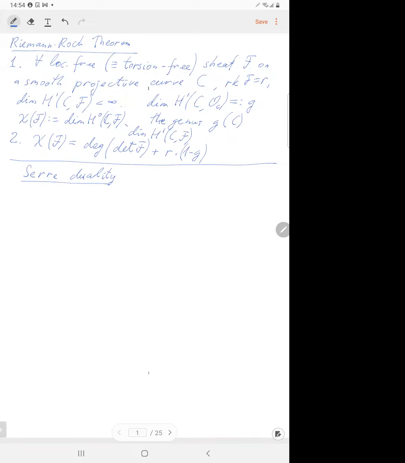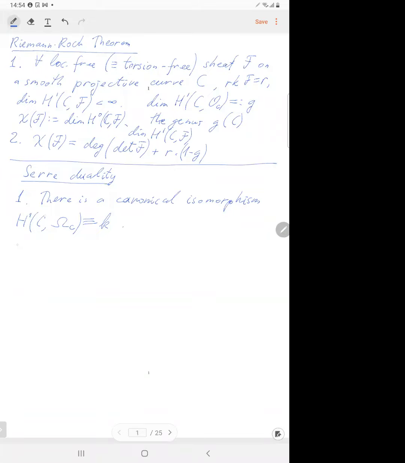And well, the statement is as follows. So first of all, there is a canonical isomorphism: the first cohomology of our curve with coefficients in the sheaf of differentials is canonically isomorphic to the base field. Not that it's just one-dimensional, but there is a particular canonical isomorphism with the ground field.